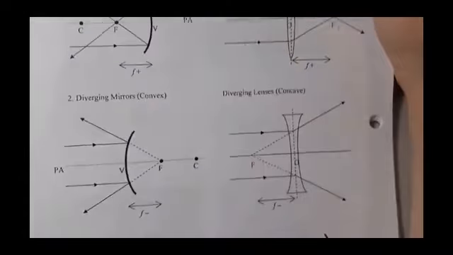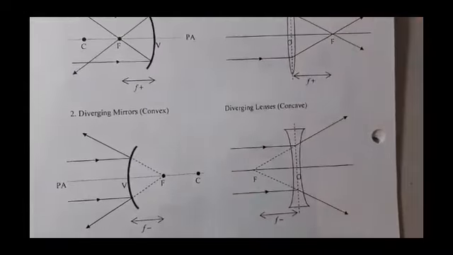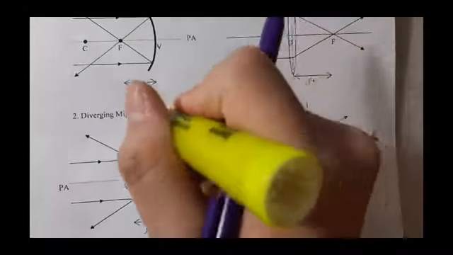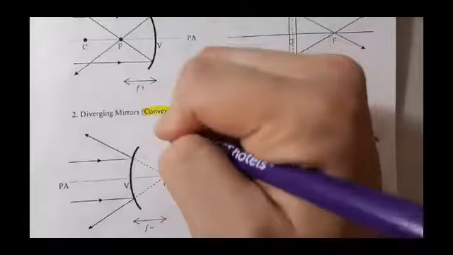Now, convex on the other hand is the opposite. I call it the fat type because it is going or bent outward.